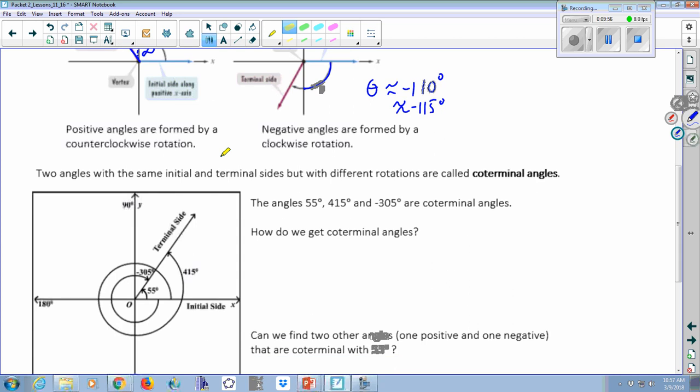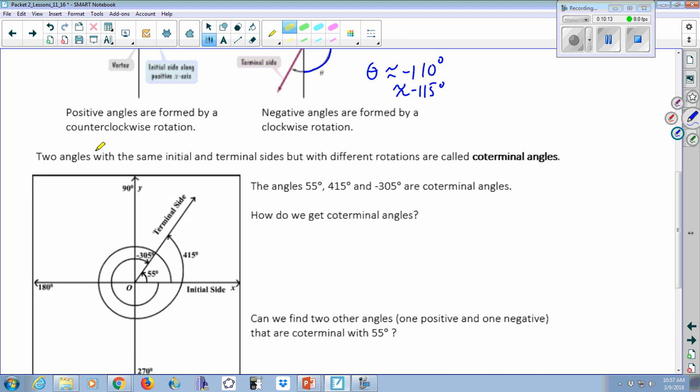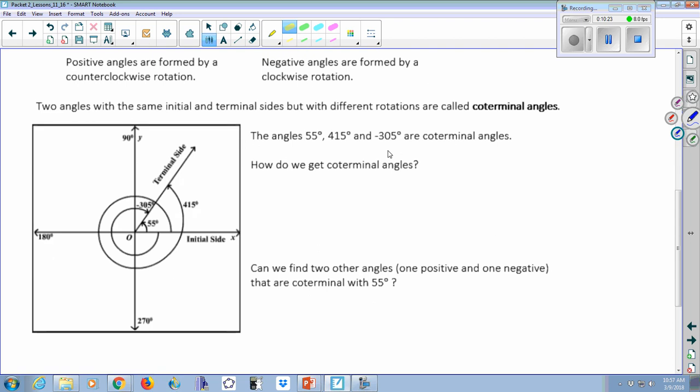So co-terminal angles end up in exactly the same spot. The initial side gets rotated, but the point is they end up at the same terminal spot. The same terminal side is in the same position. It's coterminal. So two angles that have the same initial and terminal sides, but different amounts of rotation around the circle, are called coterminal.